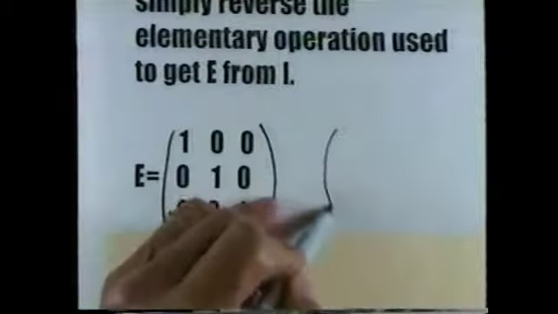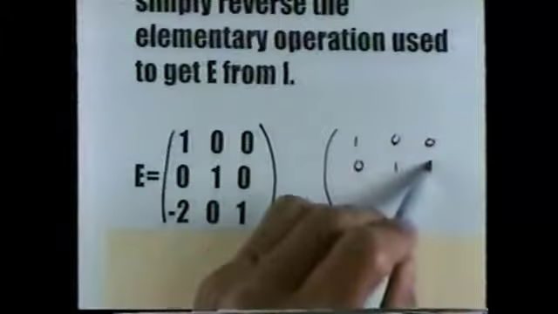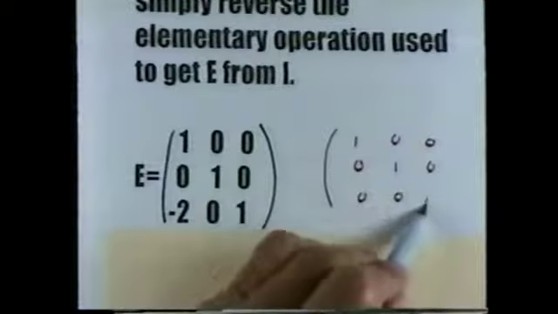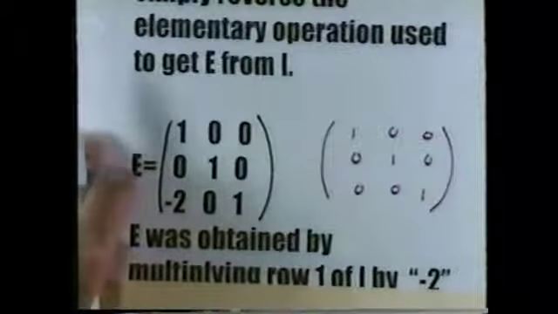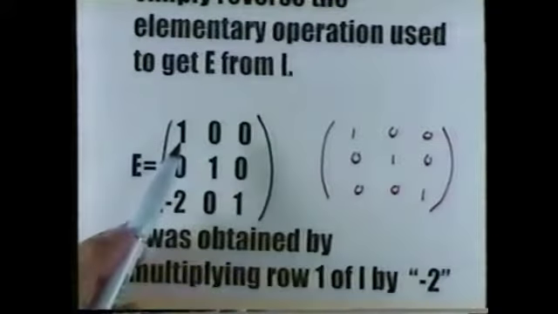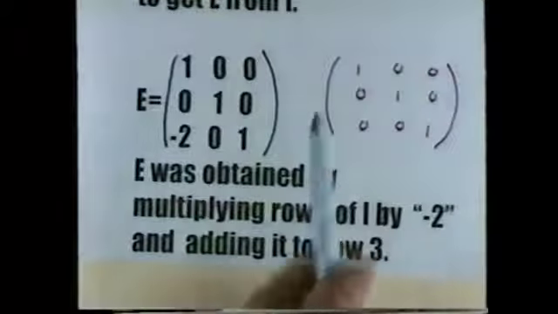Okay, let's look at E. E is 1, 0, 0, 0, 1, 0, negative 2, 0, 1. Now what was done to I? 1, 0, 0, 0, 1, 0, 0, 0, 1. What was done to I to get E? Well, we can tell that E was obtained by multiplying row 1 by negative 2 and adding to row 3.